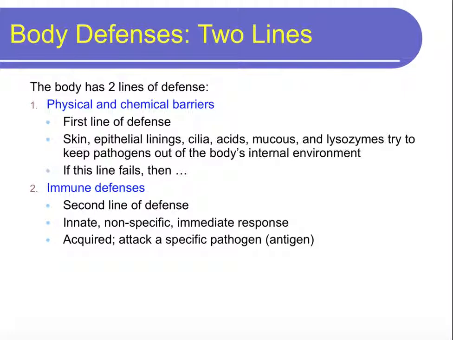So how does our body protect itself from these pathogens that can invade us? So we have two lines of defense. The first is a physical or chemical barrier. That's our first line of defense.